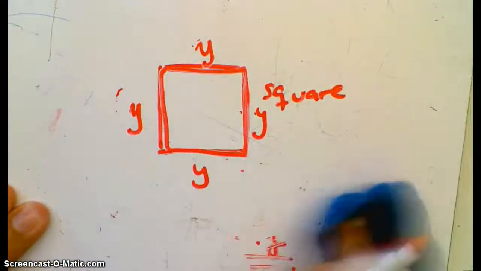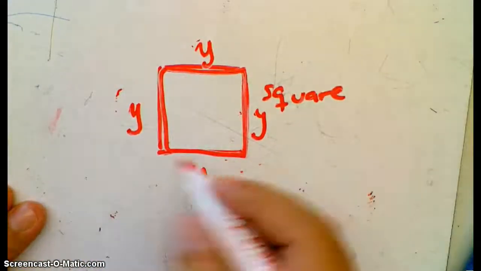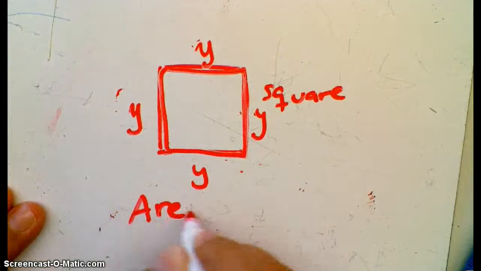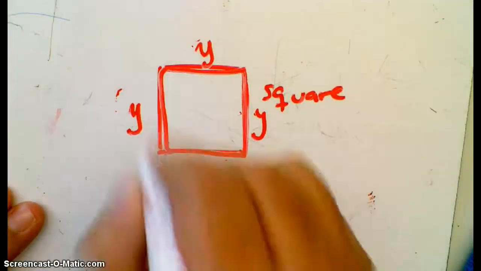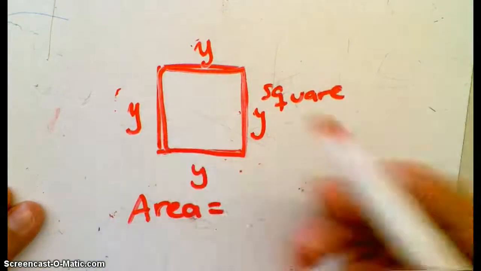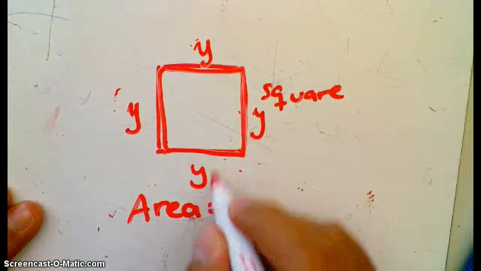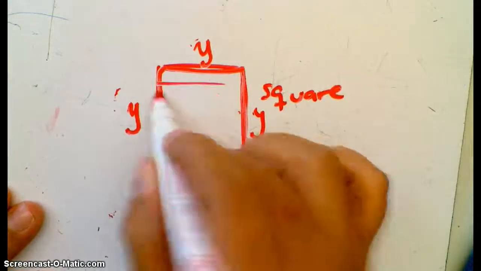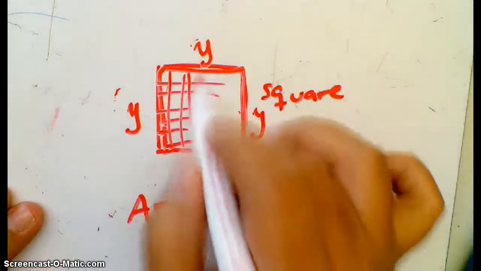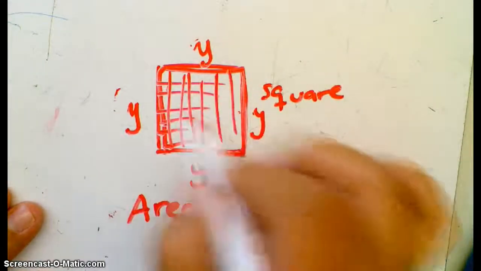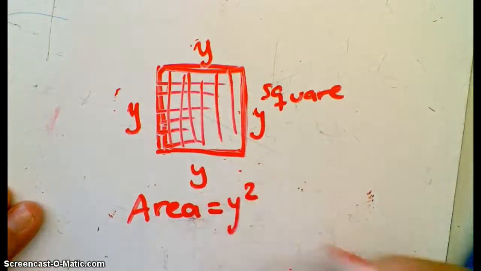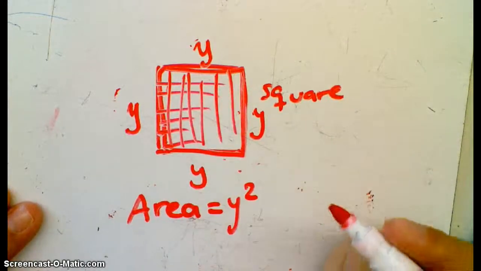Now, in the same idea, working with this square of side y, what would be the area of a square of length y? It would be the number of columns times the number of rows. That would be y squared, or y times y.